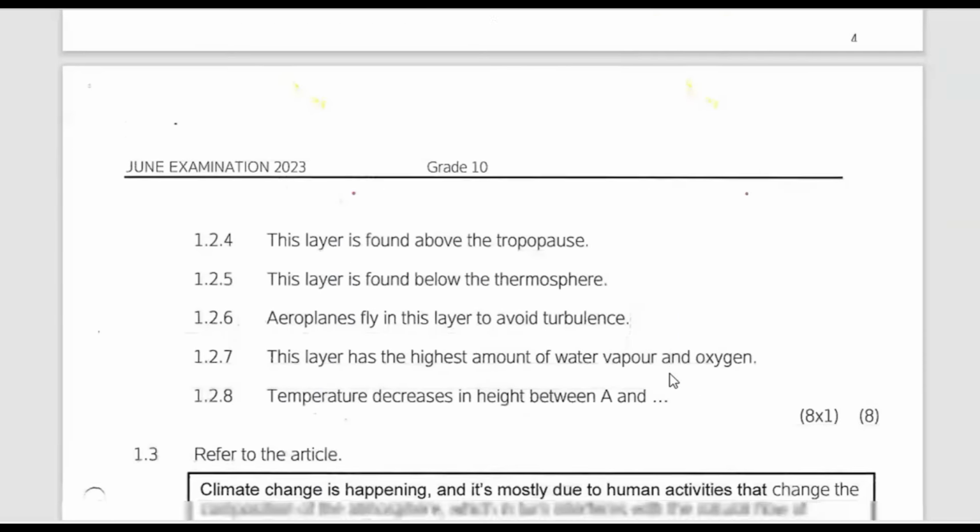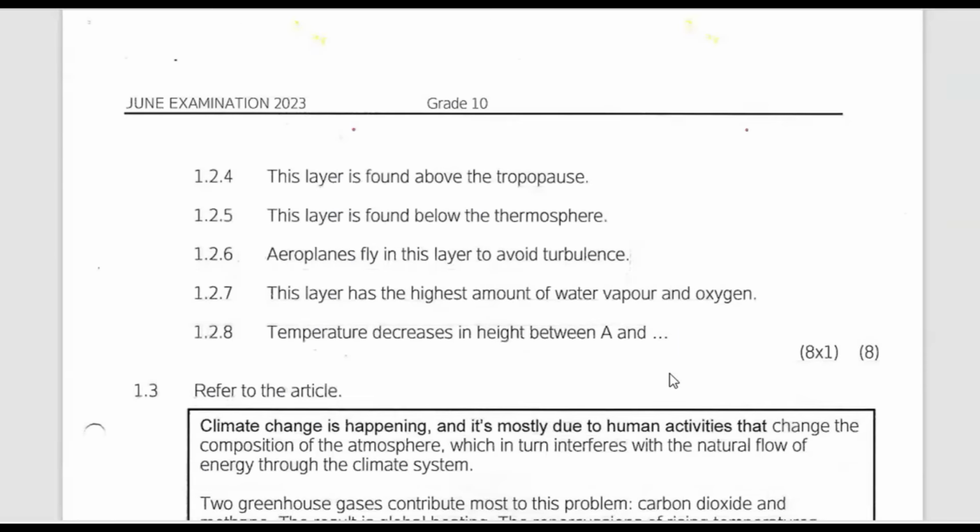So in layer B, this layer is found above the tropopause. A layer found above the tropopause.